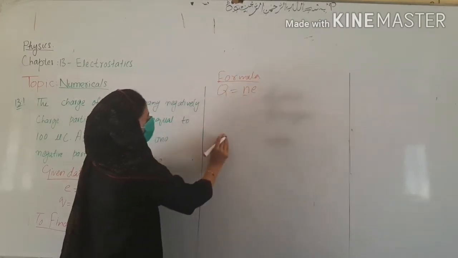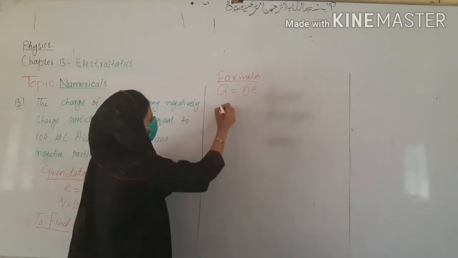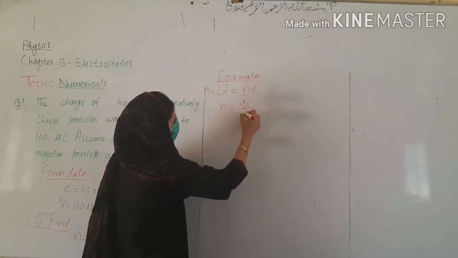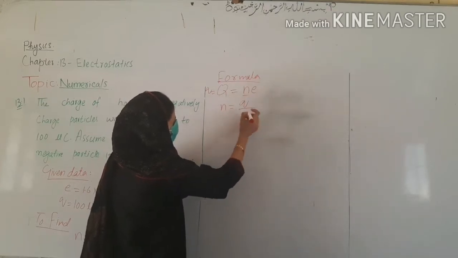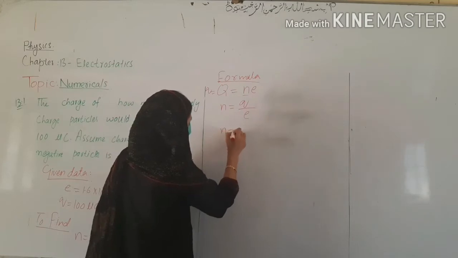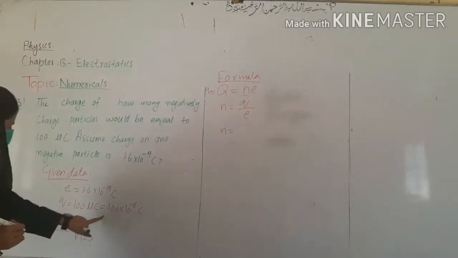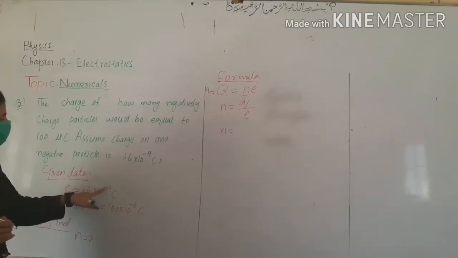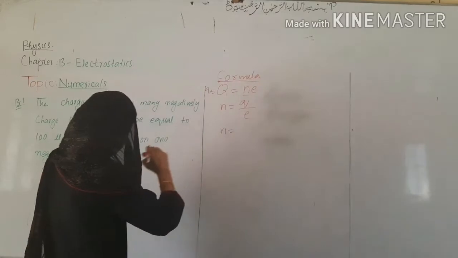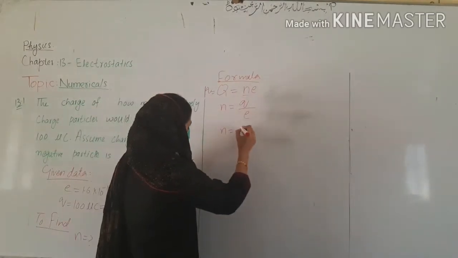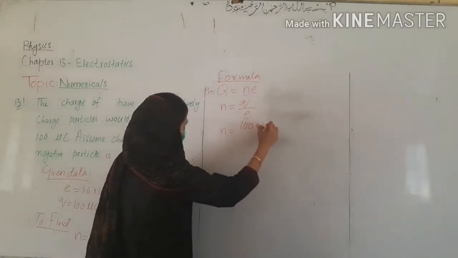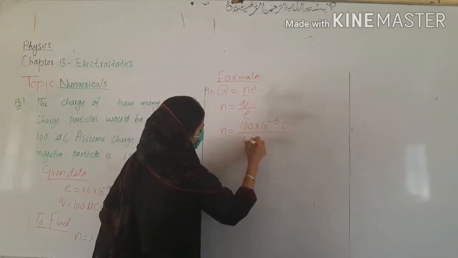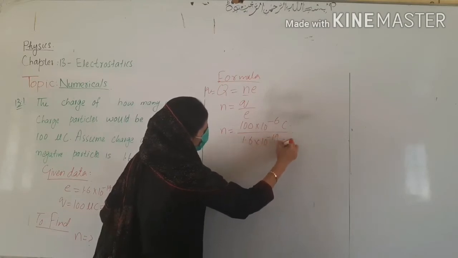We have to calculate n, that is the number of negatively charged particles. n is equal to, that can be written as q divided by e. According to the given data, Q is equal to 100 multiplied by 10 to the power minus 6 and e is equal to 1.6 multiplied by 10 to the power minus 19 coulombs. Putting the values in the equation, that will be 100 multiplied by 10 to the power minus 6 coulombs divided by 1.6 multiplied by 10 to the power minus 19 coulombs.